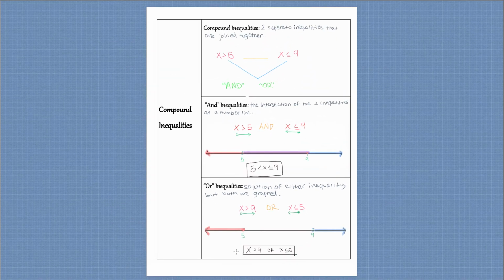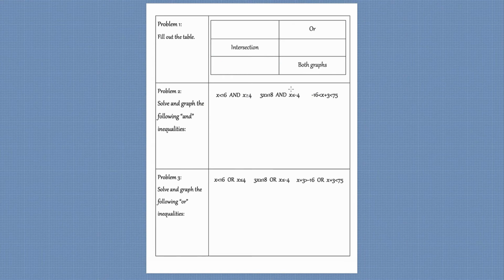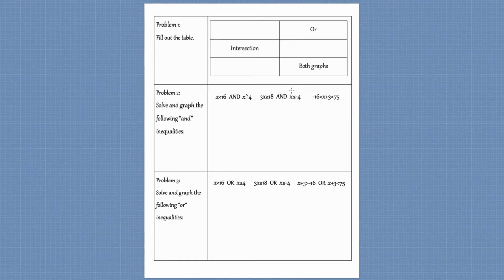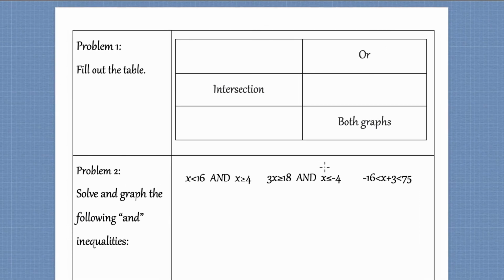Now that we've looked at both AND and OR inequalities, let's move on to the next page and do some practice problems. For our practice problems, let's look at problem number 1. Problem number 1 says fill out the table. On the right we have our OR inequalities, and on the left we're going to have our AND inequalities.